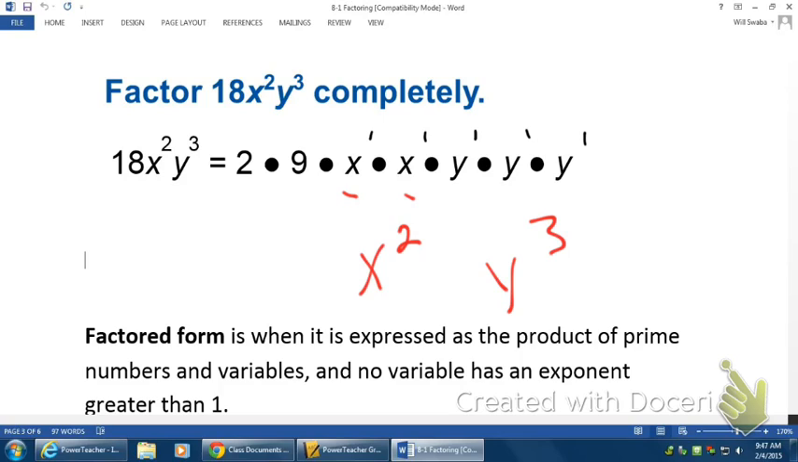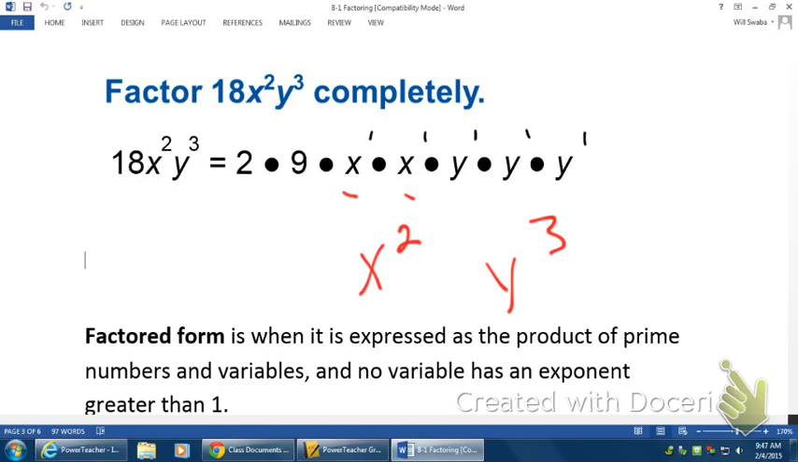So no one should miss the variables. There's x squared, you write down 2 x's. There's a y to the third, write down y times y times y. Because if you multiply those out, remember you're adding the exponents. So x times x is actually x squared, and y times y times y becomes y to the third. Now, we're done with the easy part.